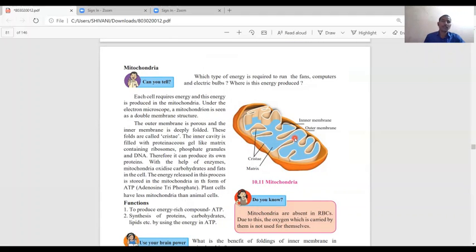Another important cell organelle is the mitochondria. Please tell me which type of energy is required to run fans, computers, and electric bulbs. Electric energy is required to run the fans, computers, and electric bulbs. Such energy is produced in hydroelectric power stations, thermal power stations, as well as atomic power stations.